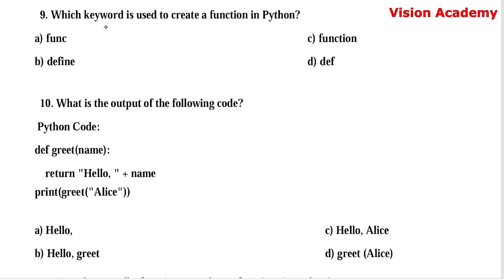Question number 9. Which keyword is used to create a function in Python? Option A, func. B, define. C, function. D, def. Here, option D, def is the right answer.